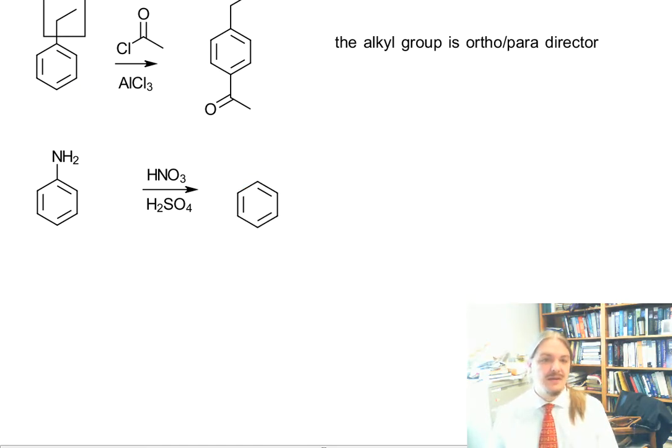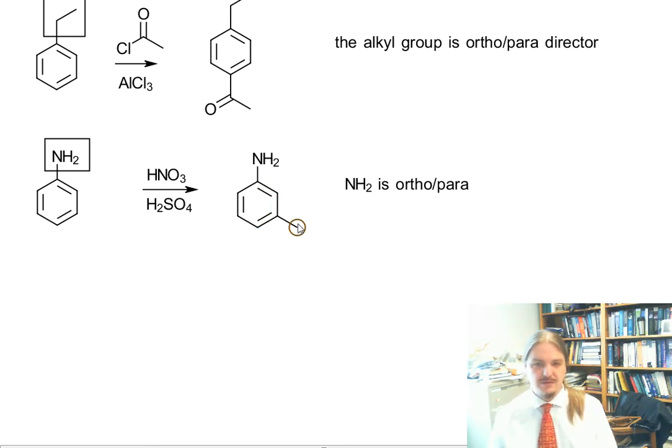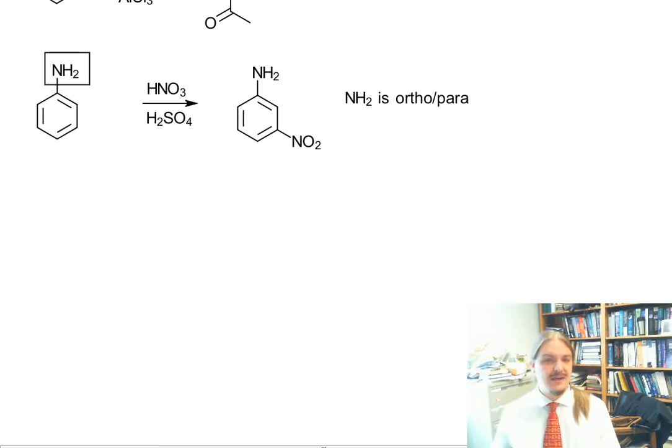You might look at aniline and say, haha, the amine is an ortho-para group, right? This is an ortho-para director. You might be surprised to learn that this reaction, while the yield particularly isn't very good to begin with, generates a fair amount of meta-nitroaniline.